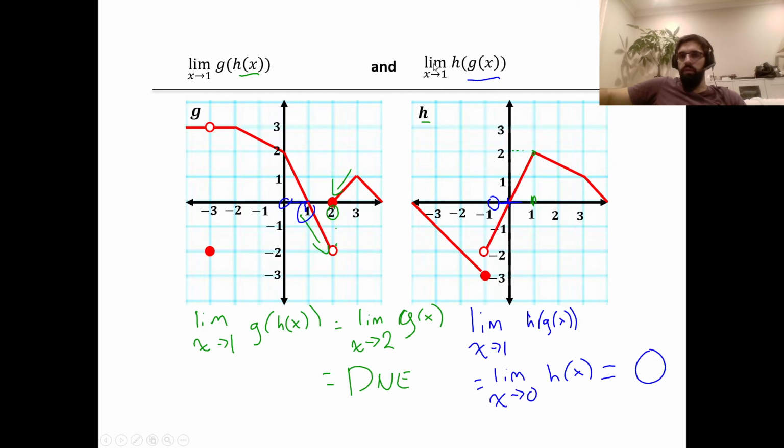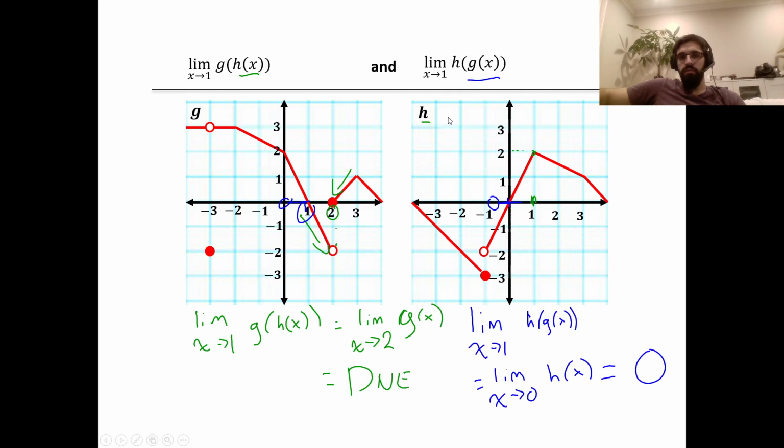Now let's consider the limit as x approaches 1 of h of g of x. We'll first find the limit as x approaches 1 of g of x. So we'll take 1 and the function g. From the left and from the right, our function approaches a limit of 0. So we can say the limit as x approaches 1 of h of g of x is equal to the limit as x approaches 0 of h of x.